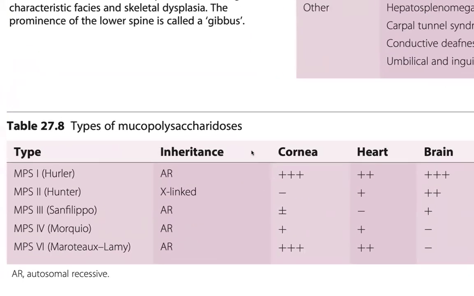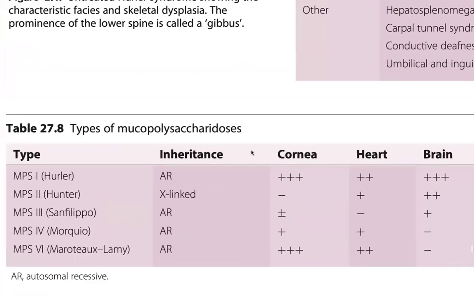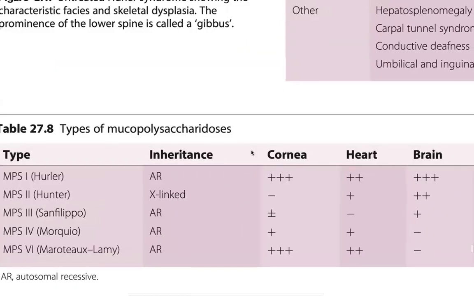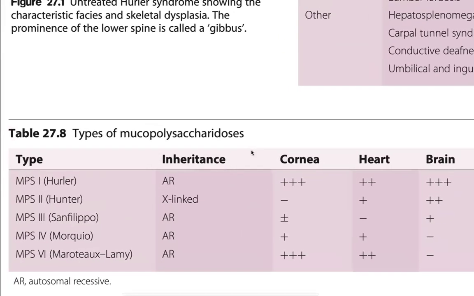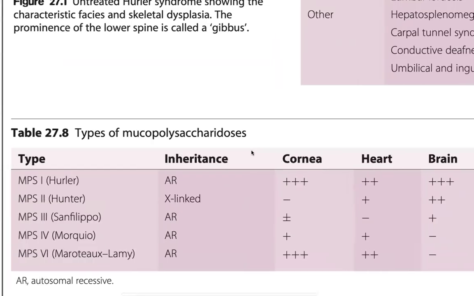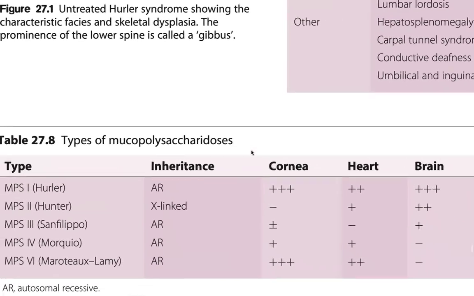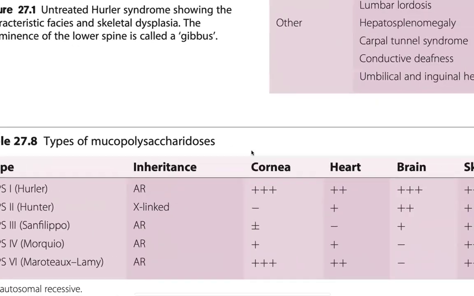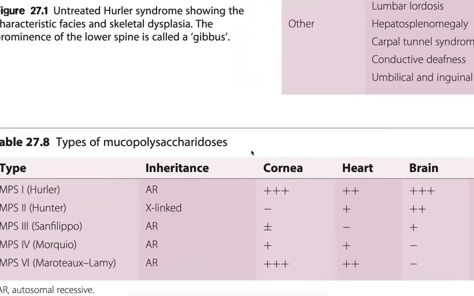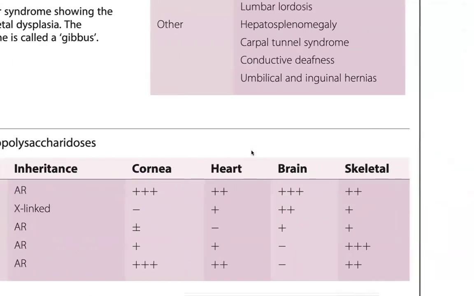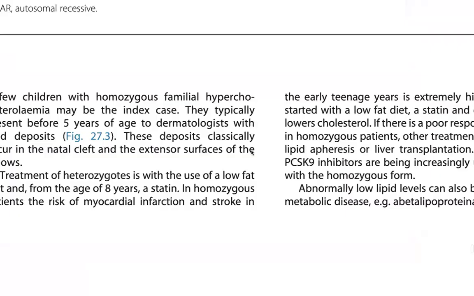MPS3 is Sanfilippo, autosomal recessive, and Morquio and Maroteaux-Lamy are also autosomal recessive. There's corneal involvement in MPS6, and heart involvement, but there's no brain involvement in MPS6, and none in MPS4, but there's corneal involvement plus minus, and no heart involvement in MPS3, but the brain and skeletal involvement is there.